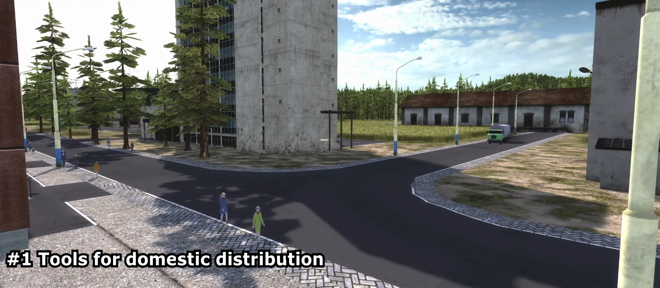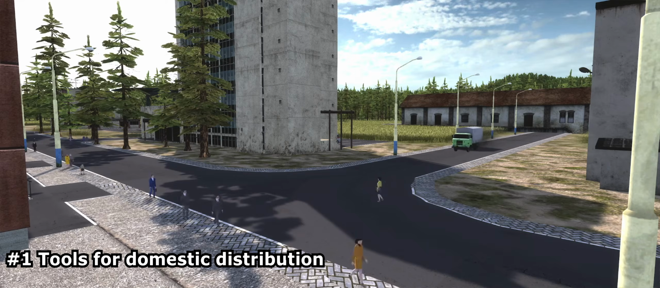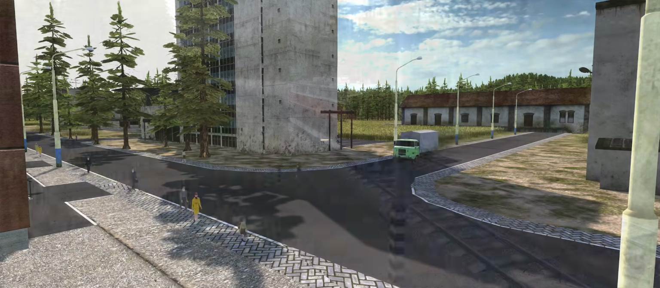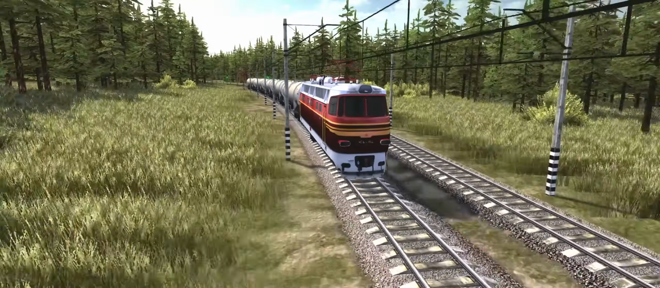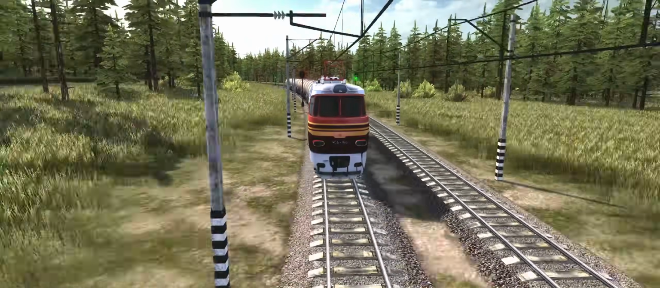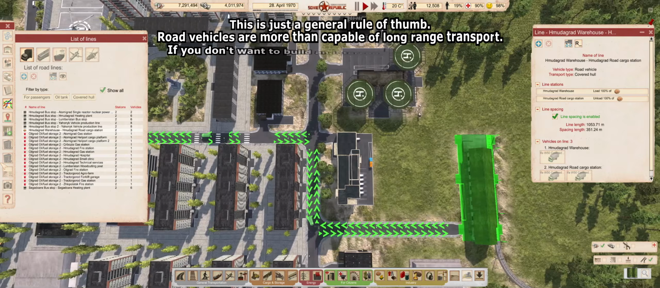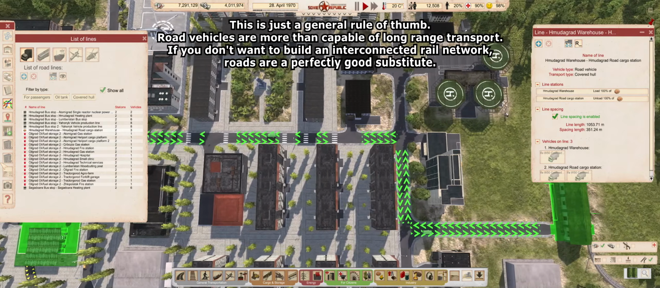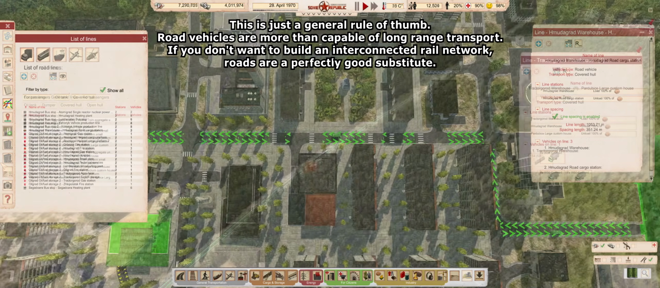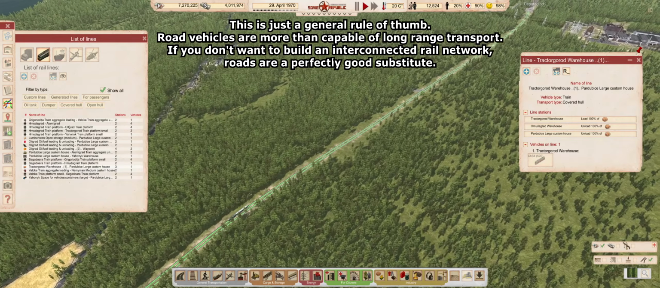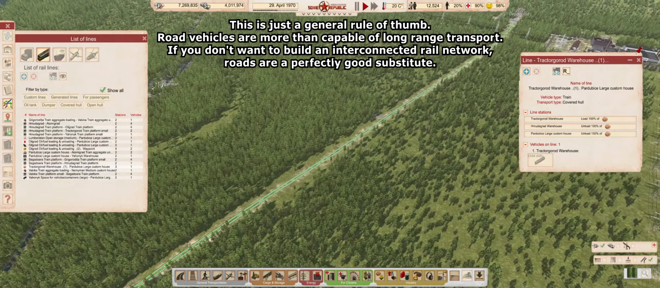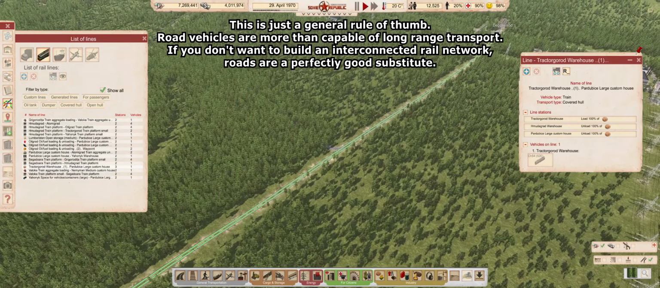Number 1. Tools for domestic distribution. First, you have to decide what kind of transport is most suitable for a given task. Generally speaking, road vehicles are best at doing local, short-range distribution. Trains are well suited for long-range haulage, picking up products at one part of your republic and taking it to another part, several kilometers away.